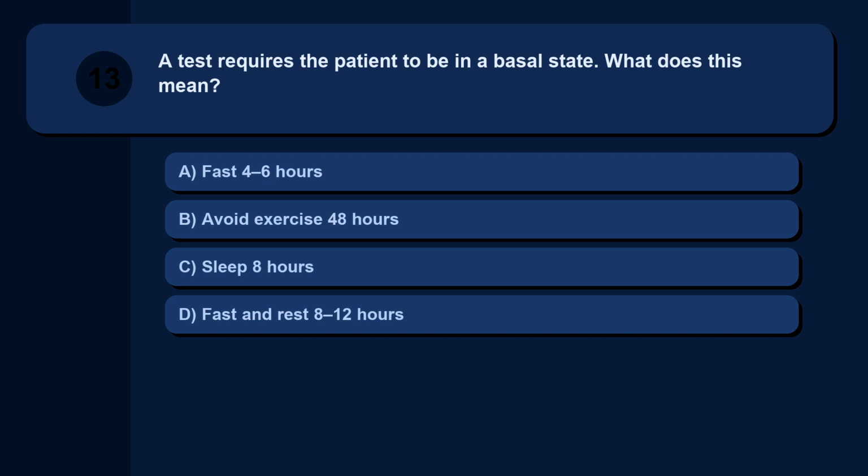Question 13. A test requires the patient to be in a basal state. What does this mean? Fast 4 to 6 hours. Avoid exercise 48 hours. Sleep 8 hours. Fast and rest 8 to 12 hours.